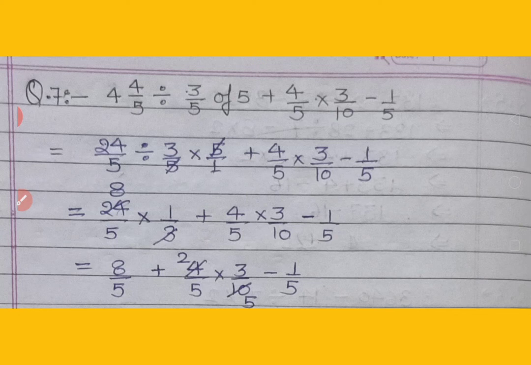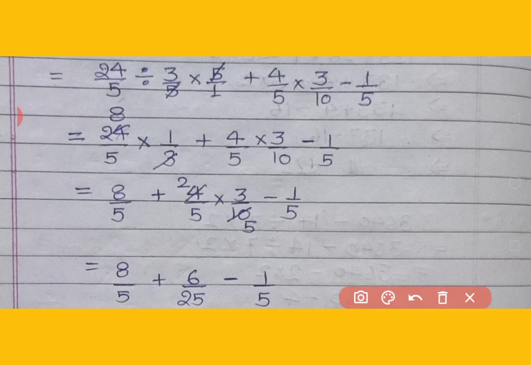minus 1 by 5. As you know, in fractions whenever division is given, the number present on the right side of the division sign will be reciprocal. So the right side number is 3, so its reciprocal will be 1 by 3. So 24 upon 5 multiply 1 upon 3, so 3 divided into 24 becomes 8, so 8 upon 5 is coming, and here 4 upon 5 multiplying with 3 upon 10.